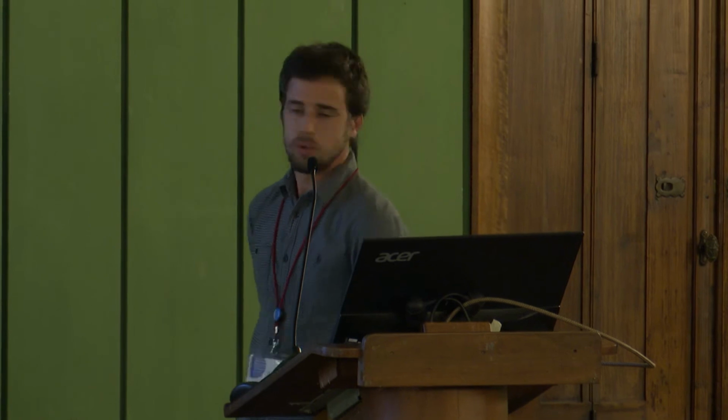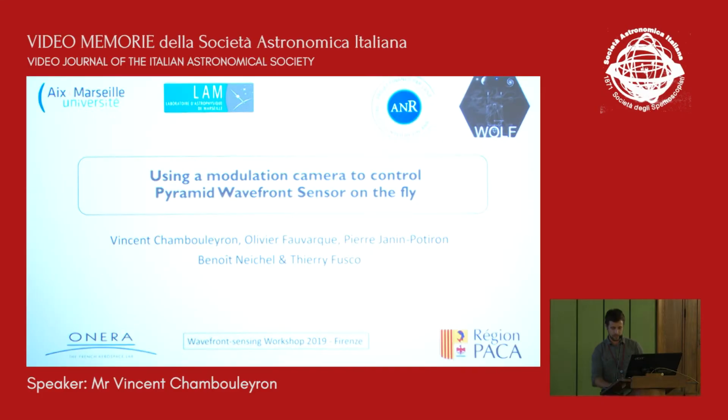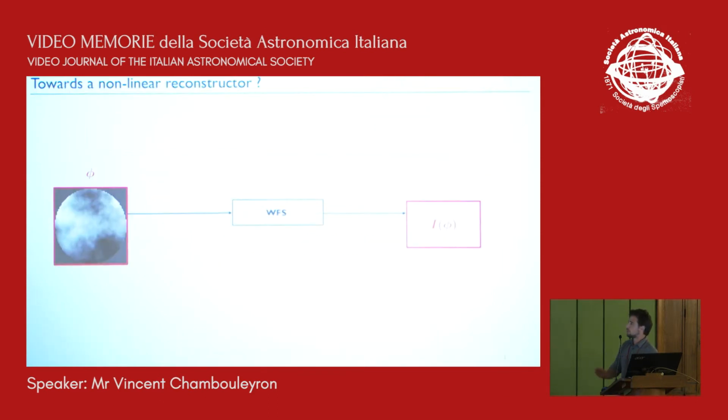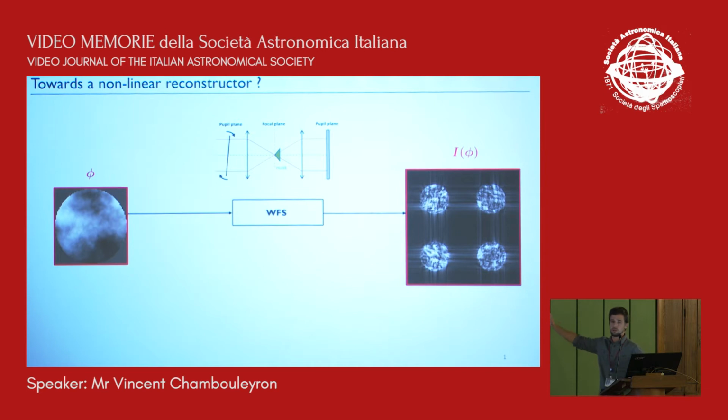And so I will tell you how we can use a modulation camera to control the pyramid wavefront sensor on the fly. So to be general, the wavefront sensor is a device which is going to encode the phase into intensity on the detector. If I show you this, it's the well-known pyramid signals on a pupil plane camera.